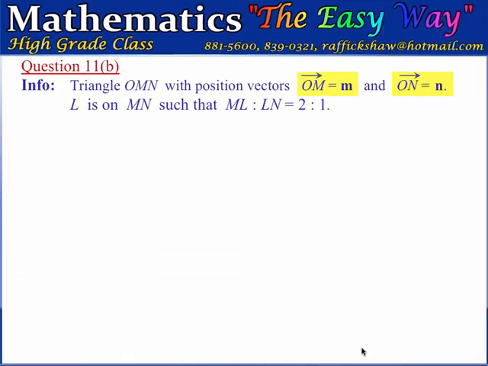Let's move down now to part B. Now in part B, we are told of a triangle OMN which has the position vector of M being equal to small m here and the position vector of N being equal to small n here.